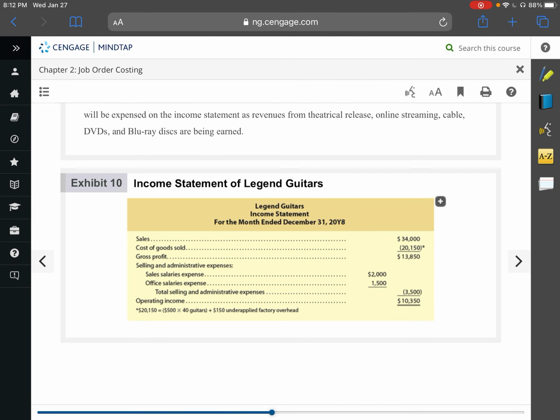All right, I did want to speak a little bit about the income statement. When we look at an income statement of a service company, they are not going to have cost of goods sold. Why is that? It's because they don't make anything. They provide a service. They don't have any cost associated with making a product. So therefore, they would just have sales and then expenses.